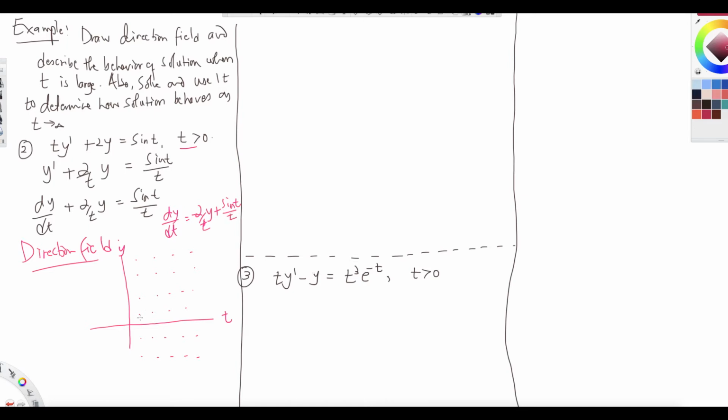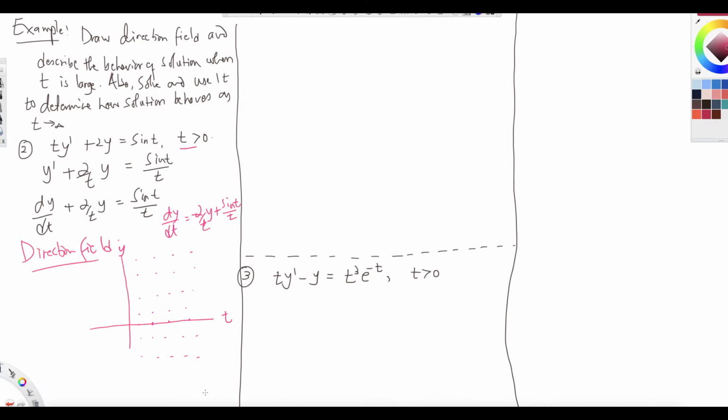For each point, for example (0, 1), (1, 0), (2, 0), (3, 0), (4, 0), and so on, then (1, 1), (2, 1), (3, 1), (4, 1), (1, 2), (2, 2), (3, 2). At each point, you plug in those values here. t is the first coordinate and y is the second coordinate, and then find the slope. What is the value of dy over dt? Based on that, you draw a small pointed line.